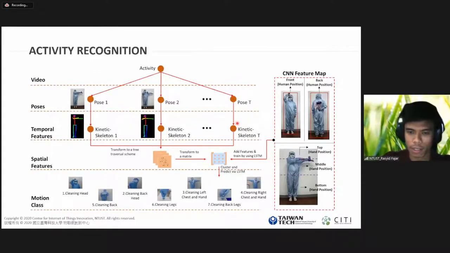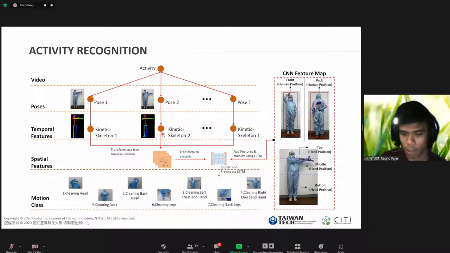This figure is illustrating the outline of the first method. Each video has several poses that indicate the action. This method also has several features. For example, the temporal features. The features are from the kinetic skeleton that is detected by human body key points detection. And the spatial features from feature engineering. We get this from feature engineering on the kinetic skeleton. And we also have the CNN feature map from the feature extraction by a CNN model.